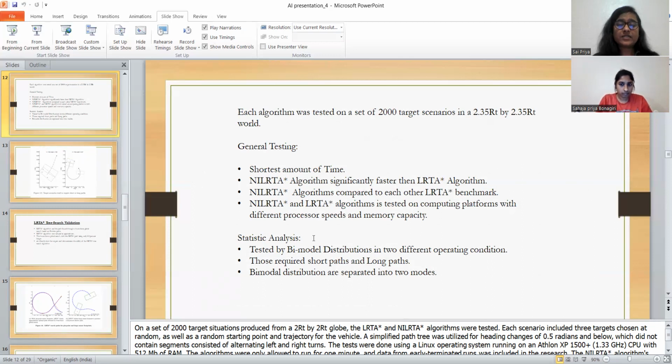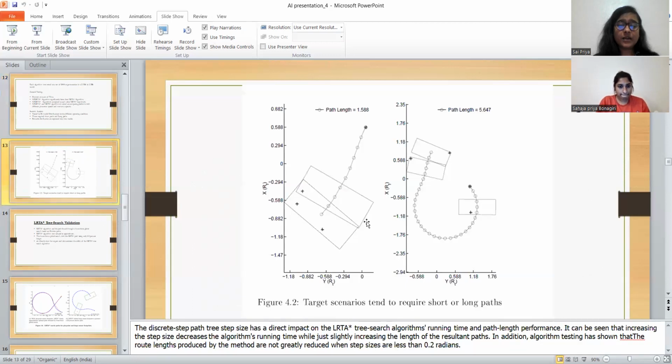And coming to the statistical analysis, tested in bimodal distributions under two different conditions, and also bimodal distributions are split into two modes, like Linux operating systems running and radiations of below targets is chosen. And coming to the next slide, these are the shortest and longest paths we'll take. This one is the longest one and this one is the shortest path.